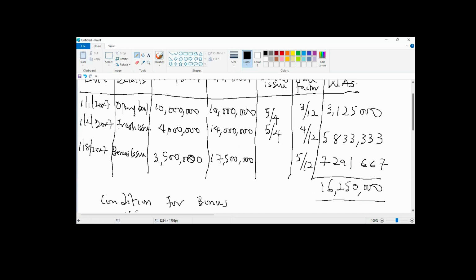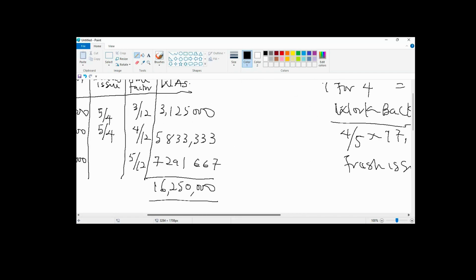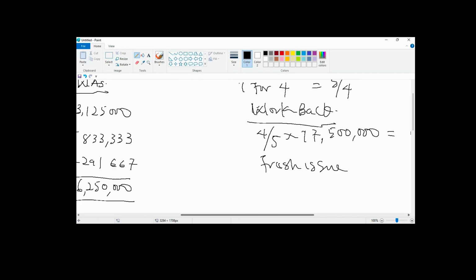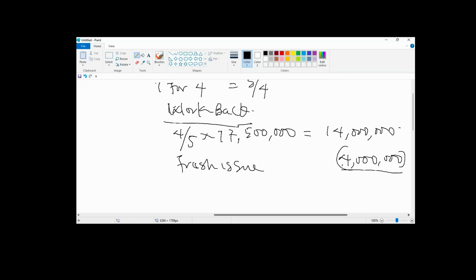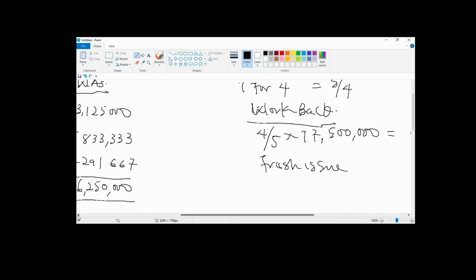Calculate earnings per share now. What is the profit of? To calculate my earnings per share, I will now say earnings per share.